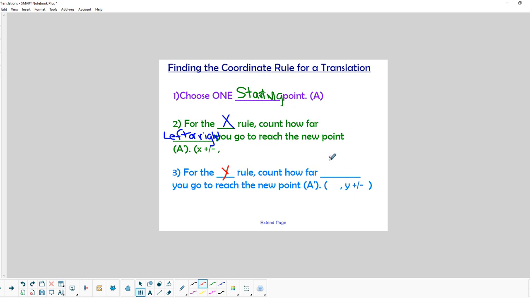you count how far up or down, because you might go down, how far up or down you reach the new point. And so in that case, the X would stay the same, and then the Y value would go up or down, and you would figure out how many places that you would move it. So if you went down, you'd put minus 5 if you went down 5 places. If the object shifted up 3 places, you'd put Y plus 3. Okay, so let's see how this works.